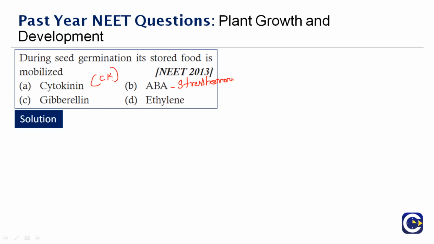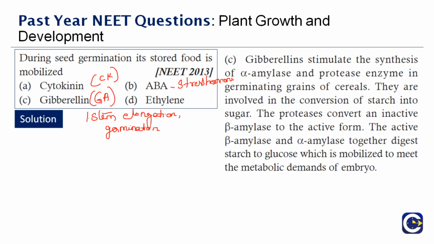Gibberellins are abbreviated as GA. They are plant hormones that regulate various developmental processes, including stem elongation, germination, flowering, dormancy, flower development, fruit development, etc. This is one of the longest known classes of plant hormone researched and found so far. Therefore, the correct answer to this question is option C, gibberellin.